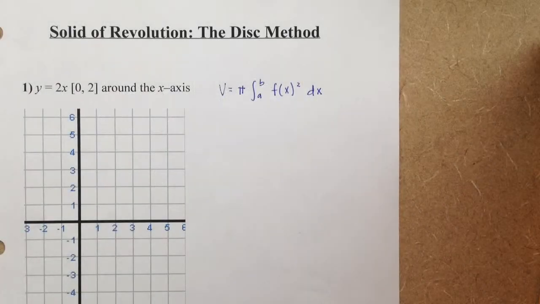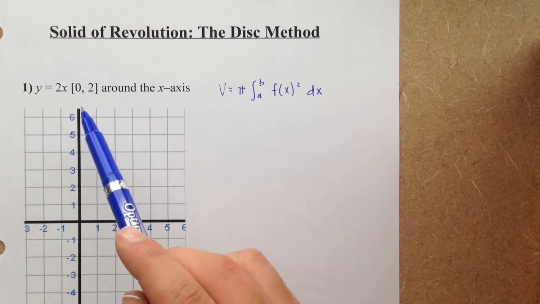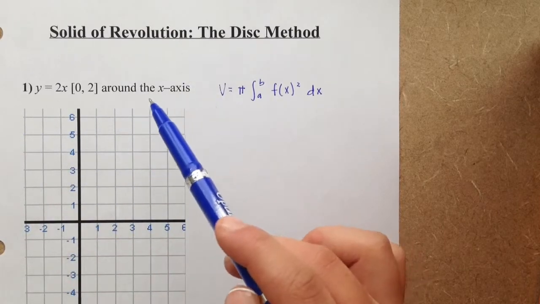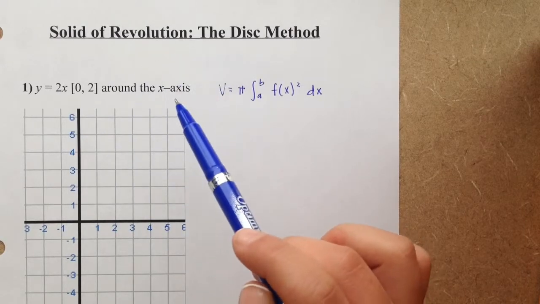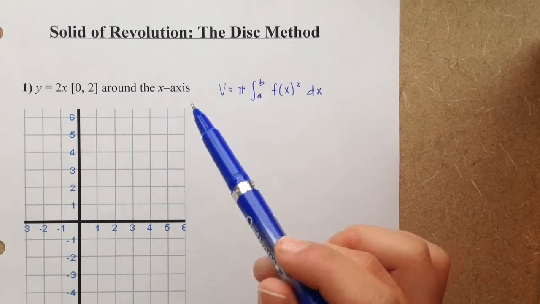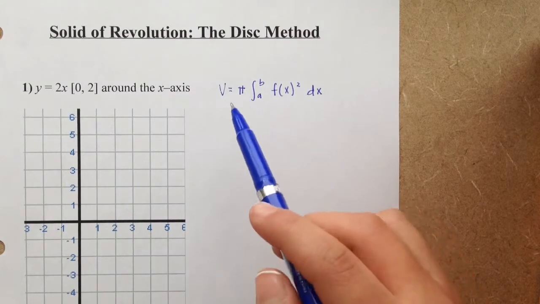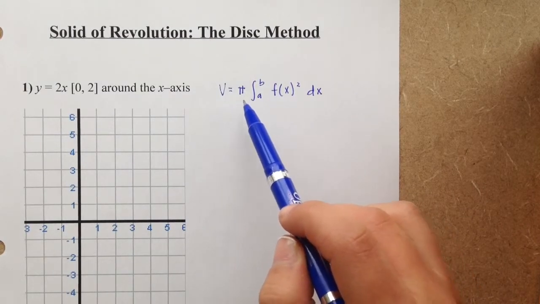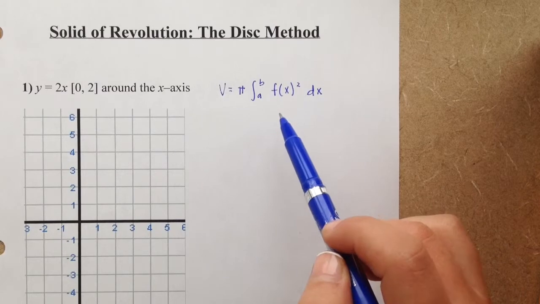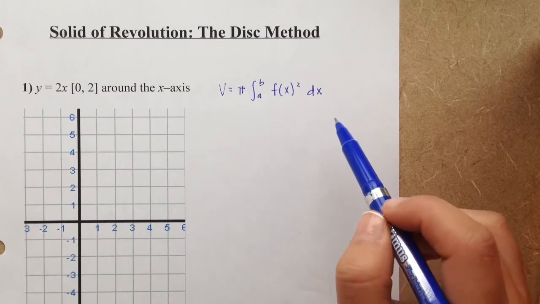My name is Rocio, and I'll be teaching you guys how to do the solid of revolution, the disk method. Basically, we're going to find the volume of the 3D solid formed by the graph revolving around the x-axis. We're given the formula y equals 2x from 0 to 2, which revolves around the x-axis. Since we're revolving around the x-axis, we are going to use the horizontal axis of revolution formula, which is V equals pi integral of a to b f of x squared dx.